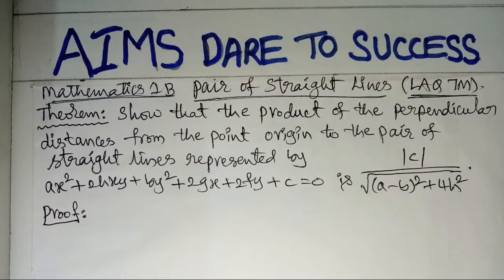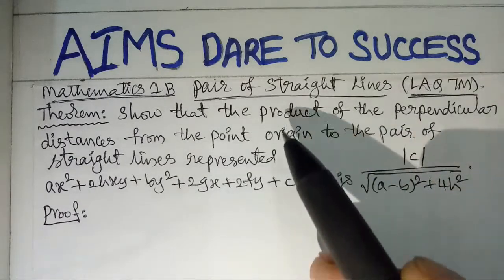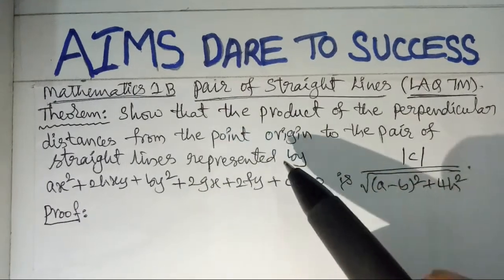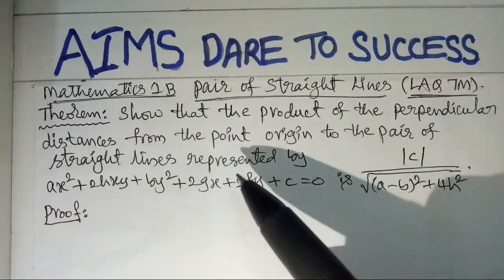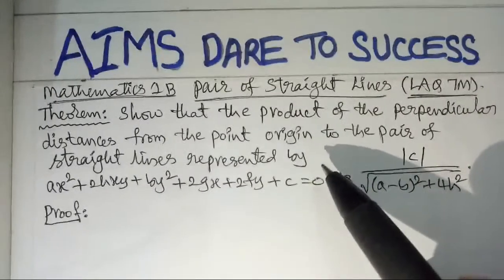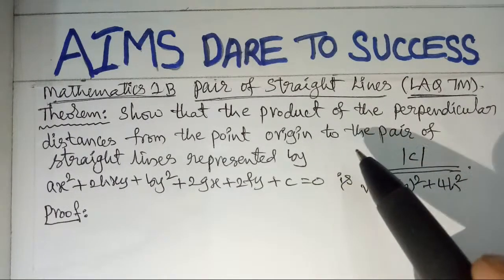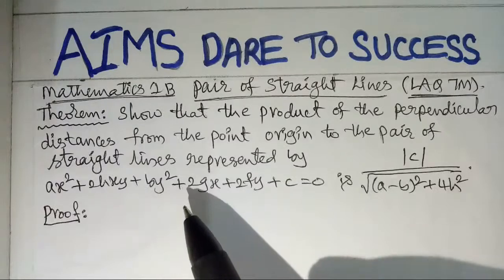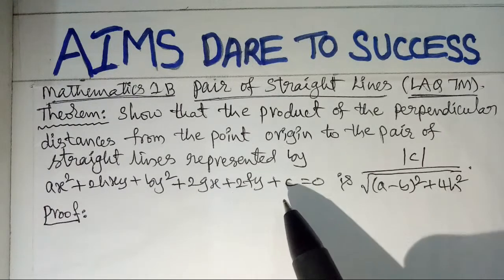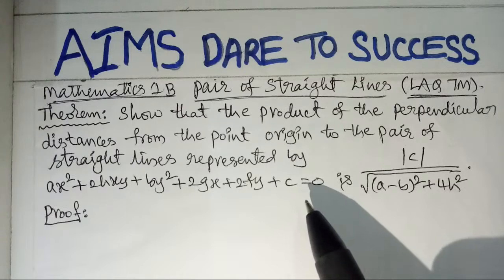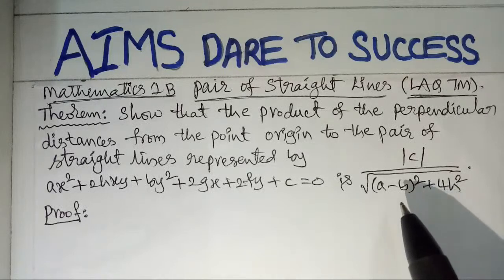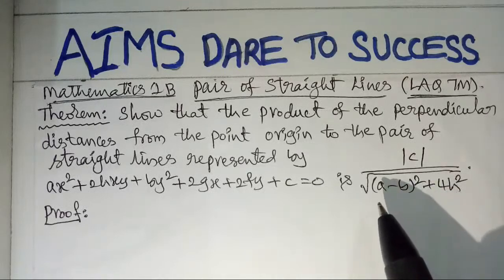Today I came with one more VIP question, a long answer question from pair of straight lines. The question is: show that the product of the perpendicular distances from the point origin, that means (0, 0), to the pair of straight lines represented by ax² + 2hxy + by² + 2gx + 2fy + c = 0 is |c| / √((a − b)² + 4h²).